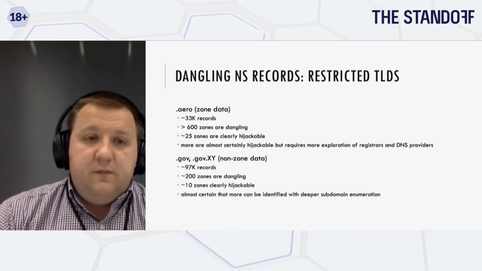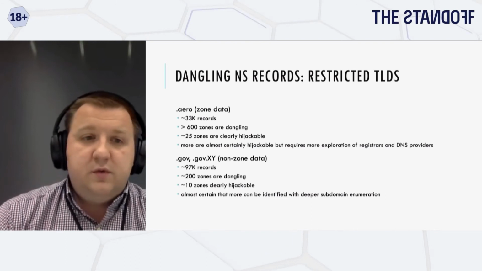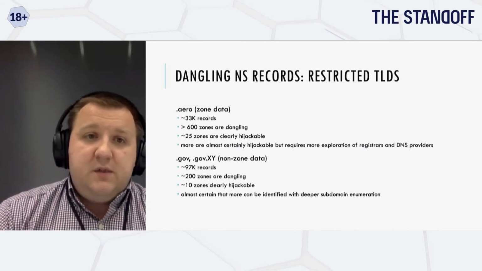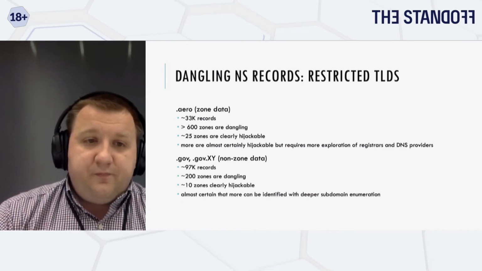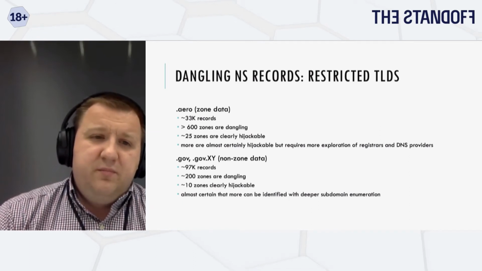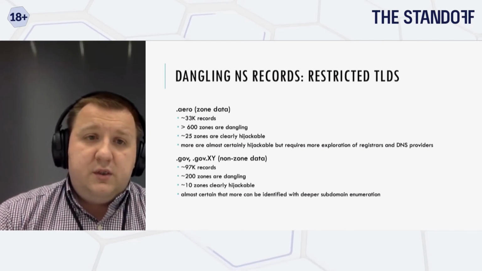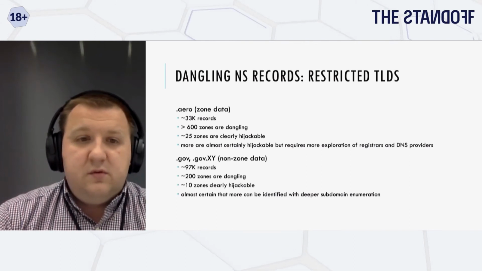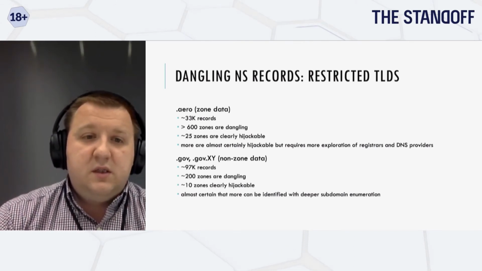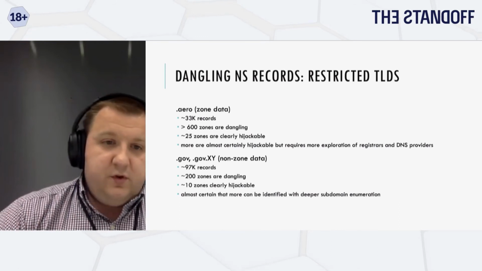My methodology was simple. One can get access to all the entries in this zone, which I did. And the full list contains about 33,000 records, which should roughly correspond to about 15,000 domains. Over 600 domains were dangling, which means they pointed to NS servers that didn't know about them, and 25 zones were clearly hijackable.